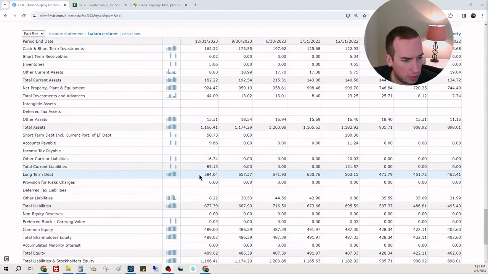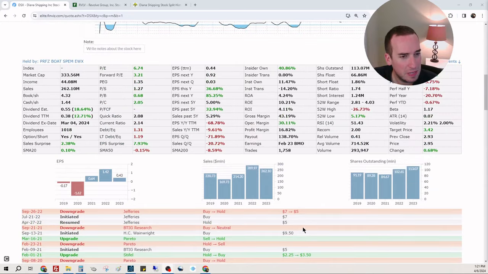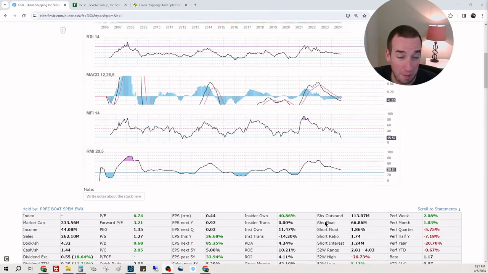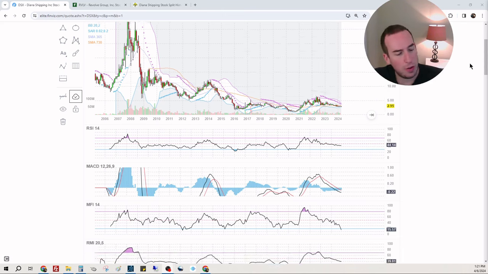Their debt is going down. Liabilities are kind of the same. Yeah, I mean, it's cheap, but I think it'll get cheaper because that debt is crazy. Earnings per share is going down by the end of the year. I just can't justify owning it right now.